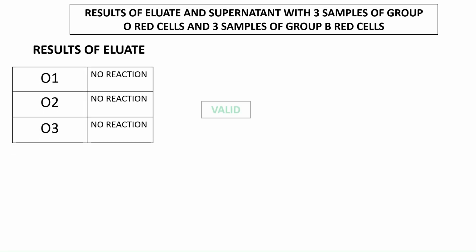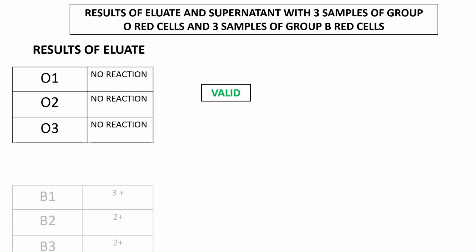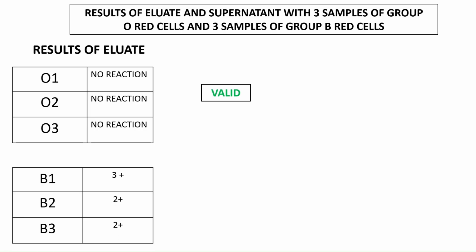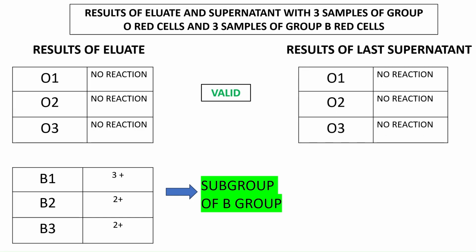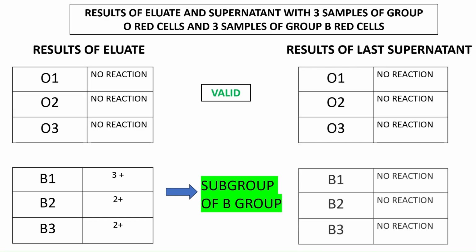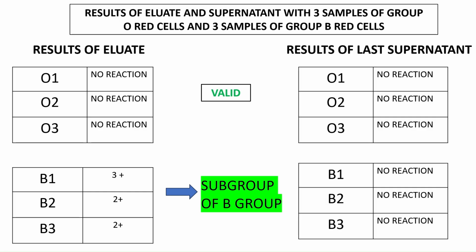The results of eluate showed no reactions with the O cells, the O1, O2 or the O3 cells, whereas it showed 3 plus and 2 plus reactions with the B group of cells, which shows that the test was valid and the group was a weaker subgroup of B. The last supernatant was also tested against the O red cells as well as the B red cells, and we did not notice any reaction, which again revalidates the entire test process.